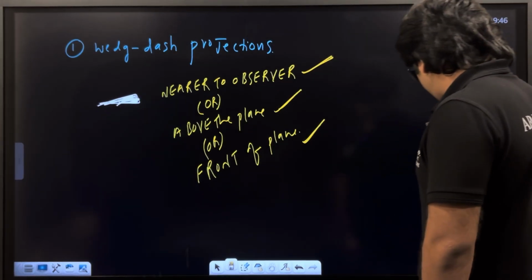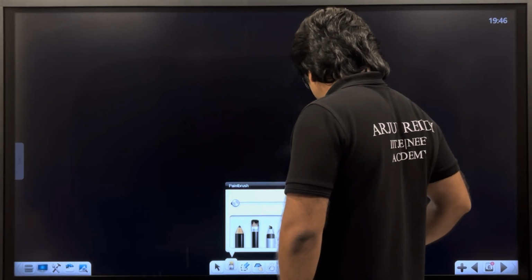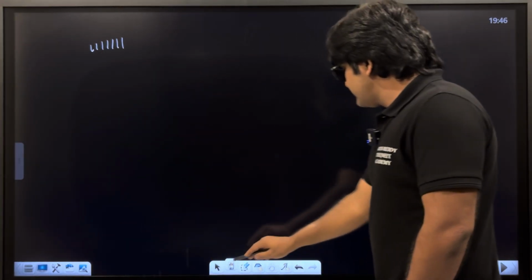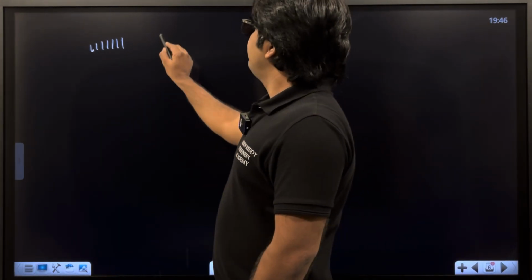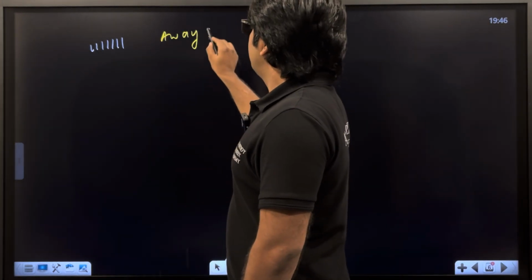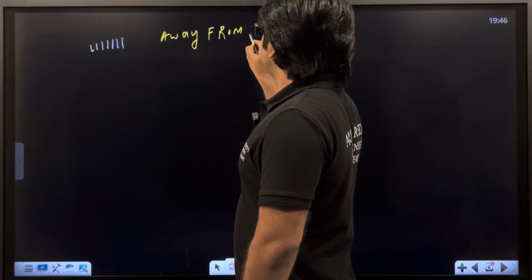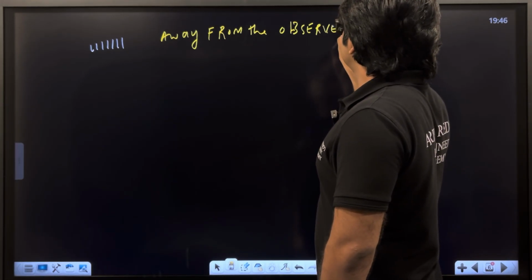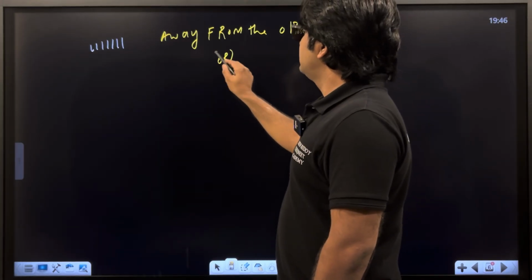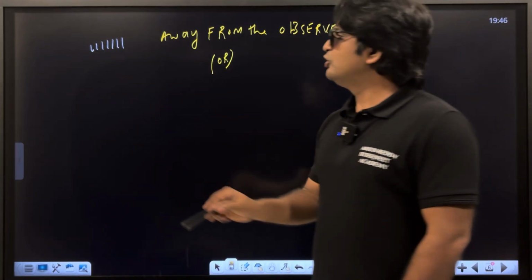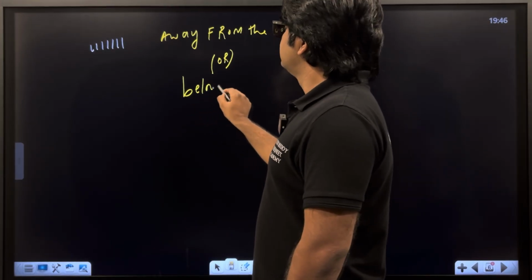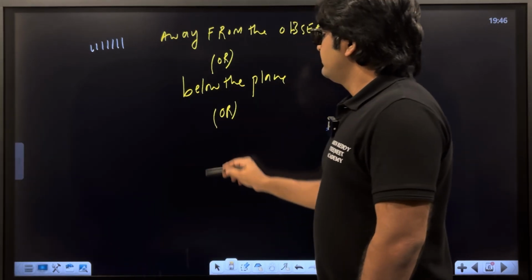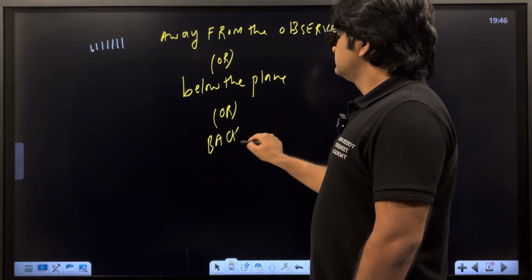Similar to that one, if you are using a broken wedge, what is the meaning of broken wedge? Broken wedge is nothing but away from the observer, or below the plane, or back of plane.